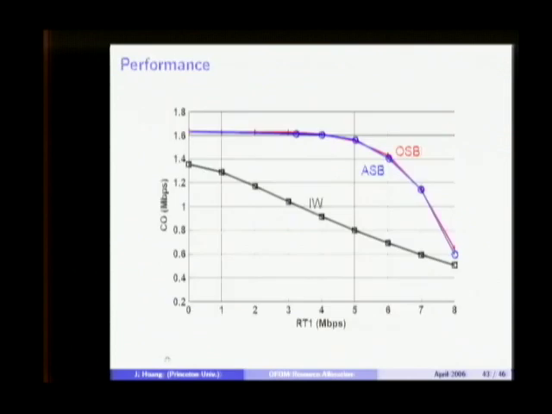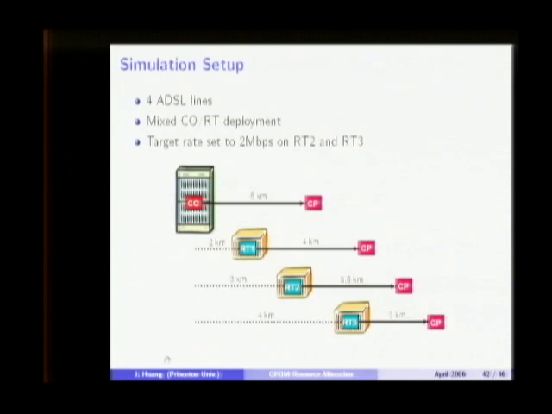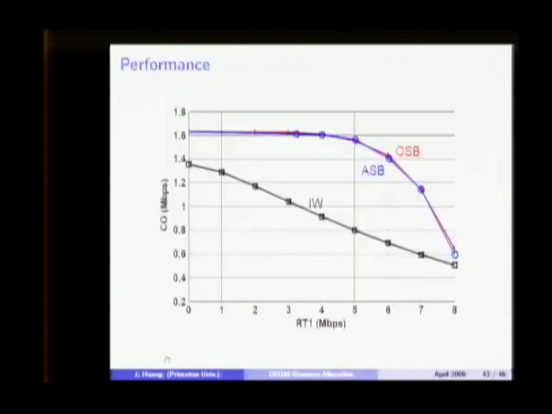This is the rate achieved on the RT line, which is the second line here. And this is the rate achieved on the CO line. Depending on the weights, you select your favorite weights for these 2 lines, and you run this algorithm, you can get a particular point. And you change the weight, you can get a curve.